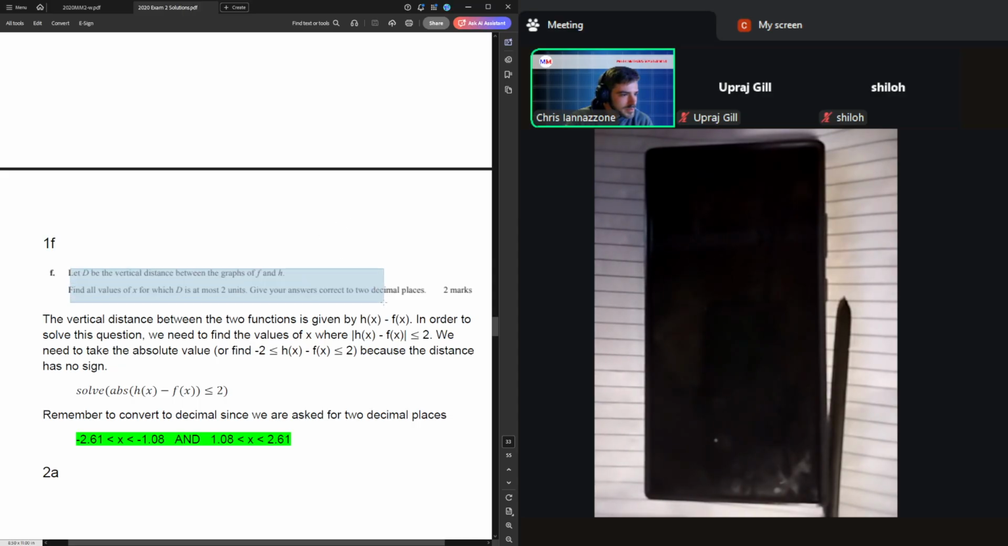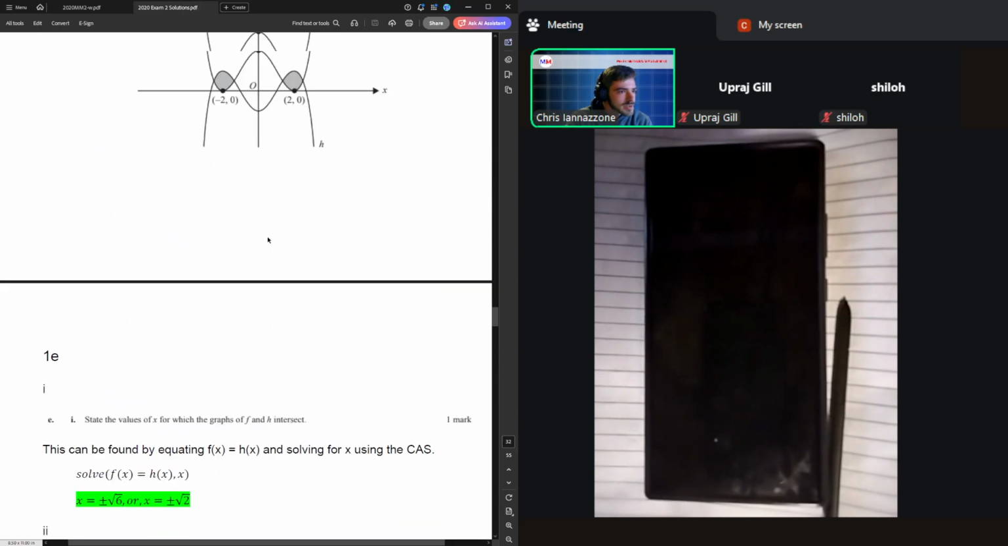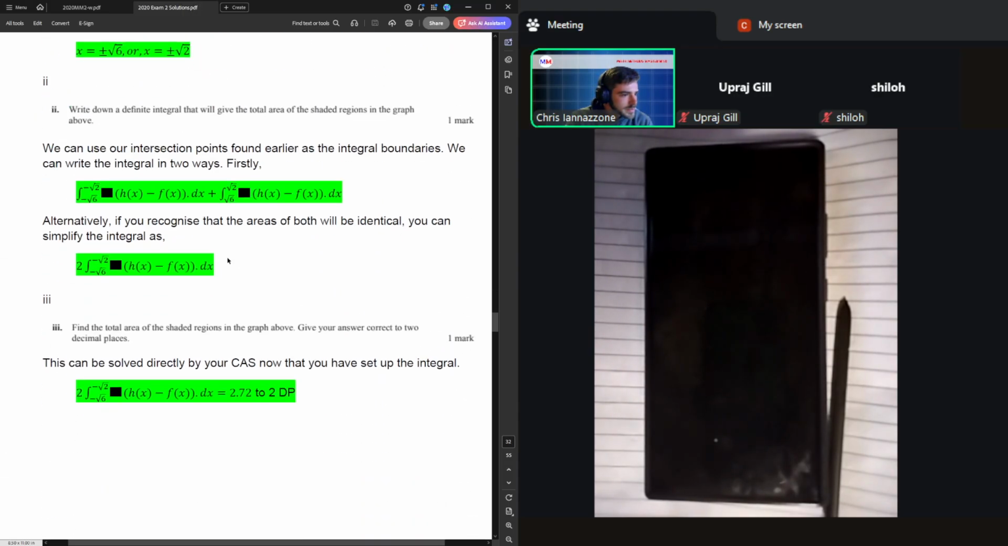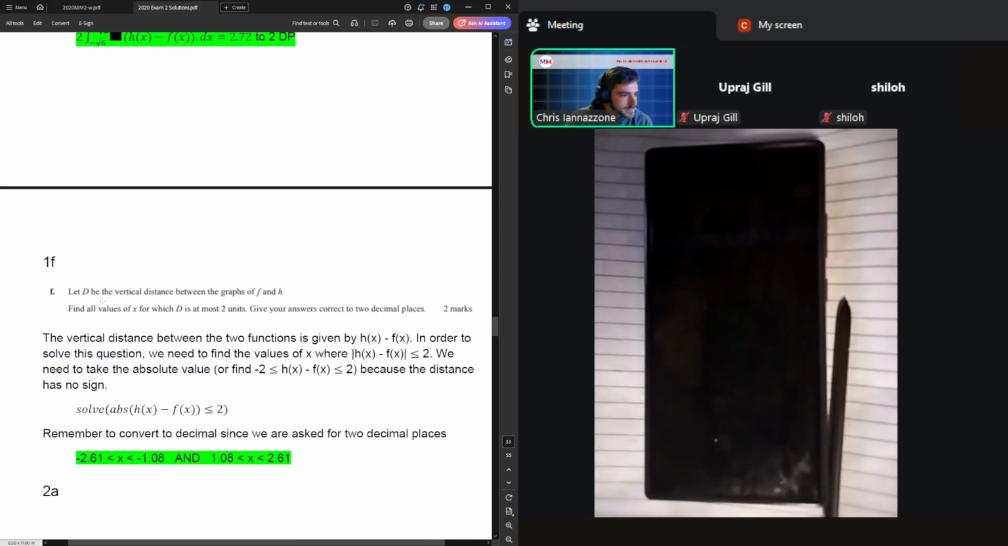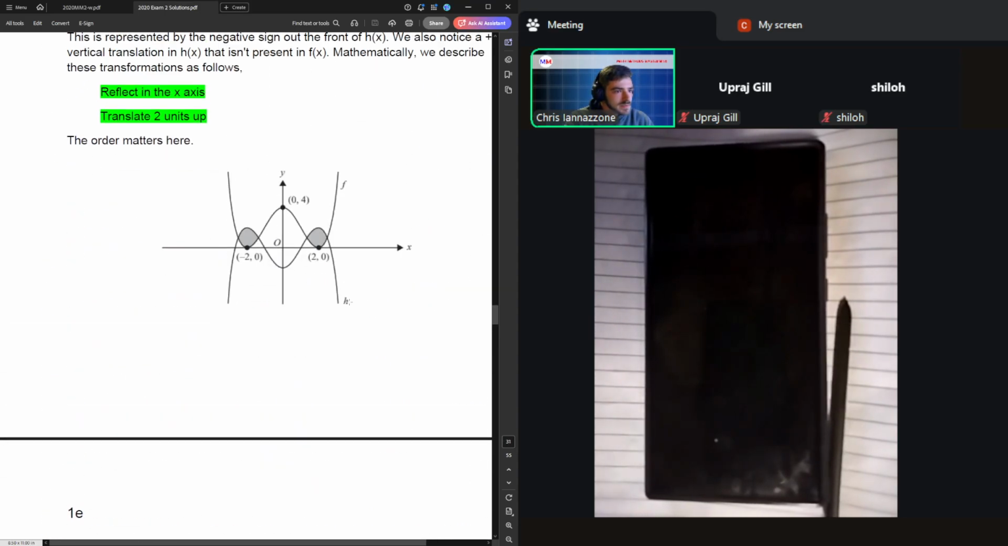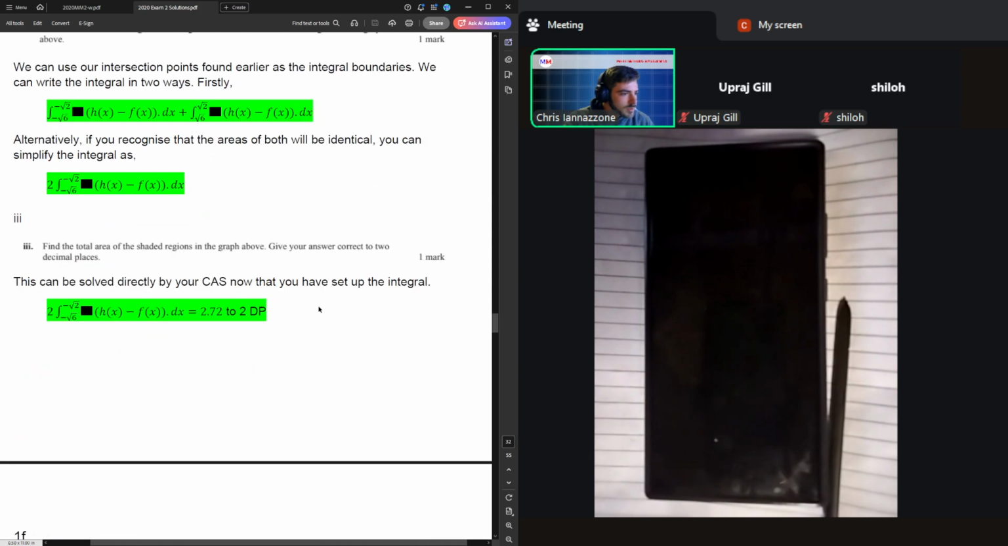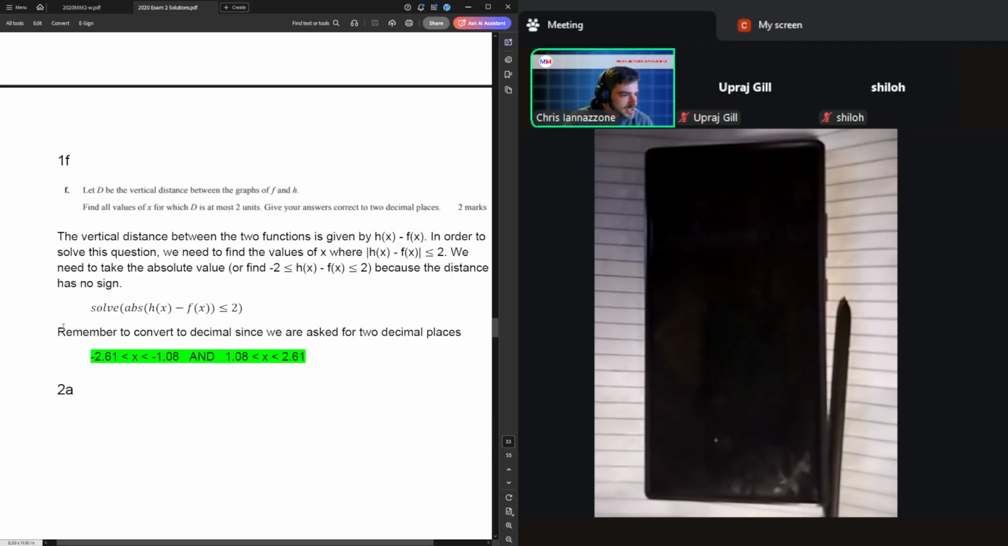And finally, vertical distance: find all the values of x for which d is at most 2 units. D is the vertical distance between f and h. So you basically look at your function and think, okay, that's a d, that's a d, the vertical distance between the two. Find all the x values for which d is at most 2 units, so 2 or less. Basically you're looking at the little bits on the outside here, because at a certain point they'll be more than 2 apart. The way I've done that is actually rather sophisticated.